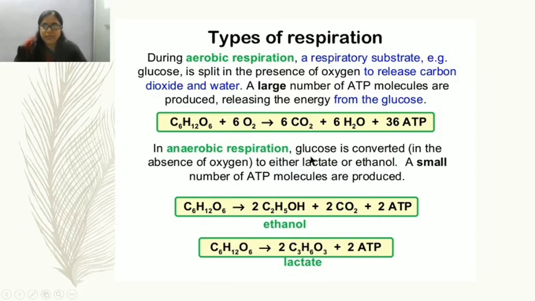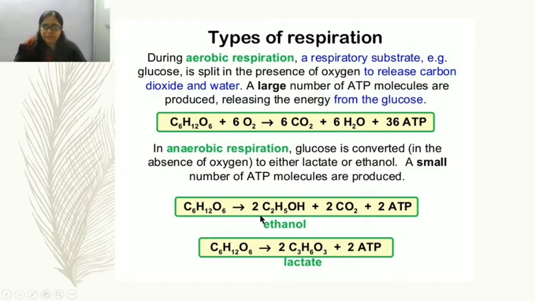In anaerobic respiration, glucose is converted to either lactate or ethanol, but here there is an absence of oxygen. Anaerobic means without oxygen, and anaerobic respiration releases only a small number of ATP. The byproducts are lactate or ethanol. So let us see its chemical reaction.